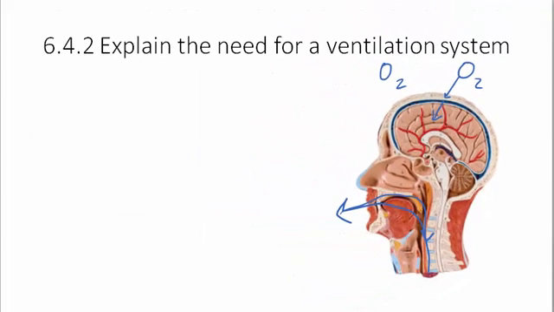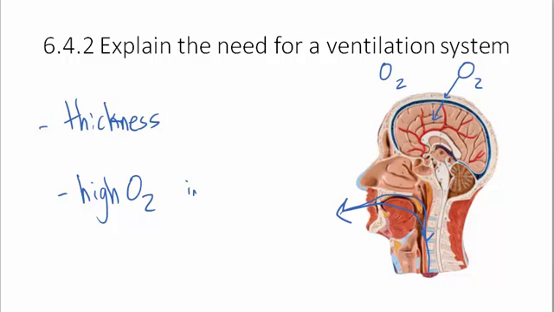Another reason that you need a ventilation system, other than the fact that your body is thick, is that you need to have high oxygen concentrations in the lung. And the only way you can do that is if you breathe out the carbon dioxide and then breathe in more air, which has 21% oxygen. So it's to maintain those high concentrations of oxygen and low concentrations of carbon dioxide so you can promote the diffusion of oxygen in and carbon dioxide out.